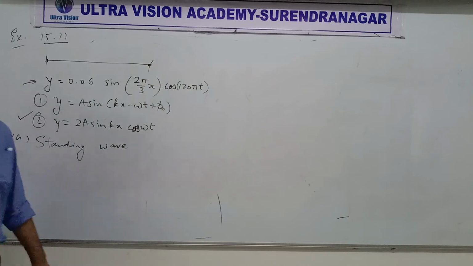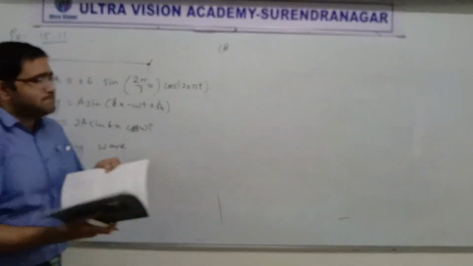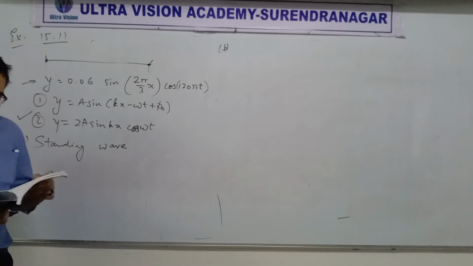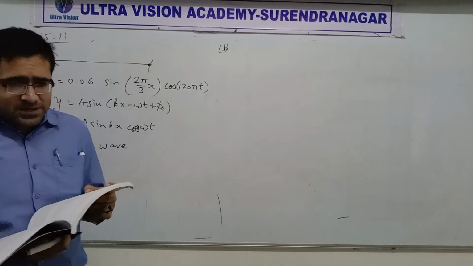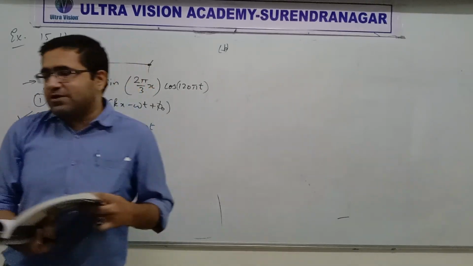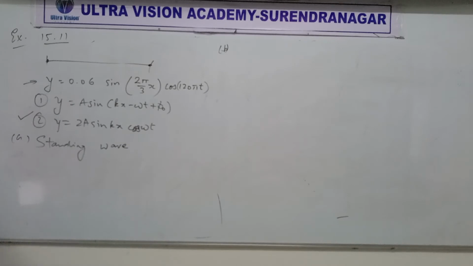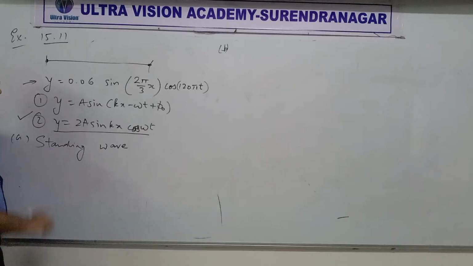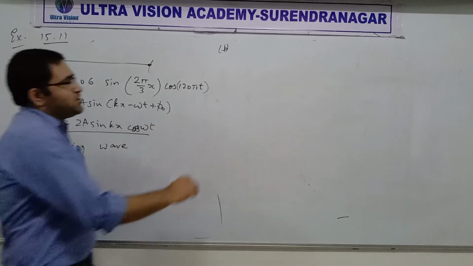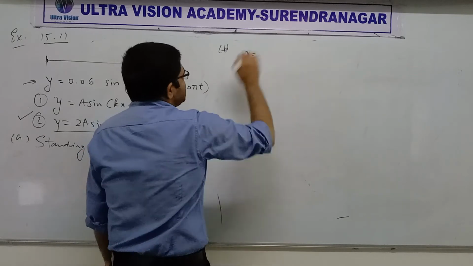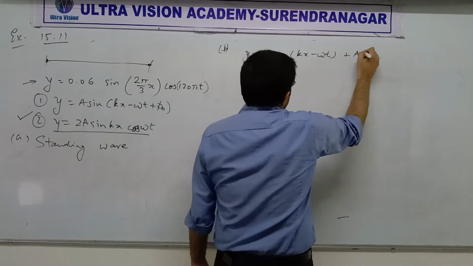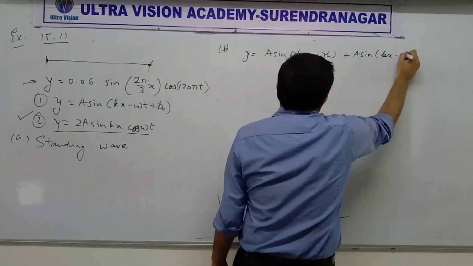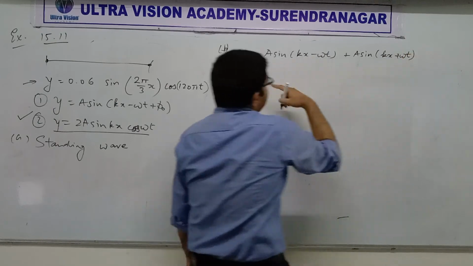Okay, second part. Interpret the wave as a superposition of two waves traveling in opposite directions. What is the wavelength, frequency and speed of each wave? Okay, so what does that mean? I take you back to the derivation. Everyone, go back to how we derived this formula. Do you remember that we actually added two waves, one going towards the right side and along with that one going towards the left side? Do you remember this, everybody?